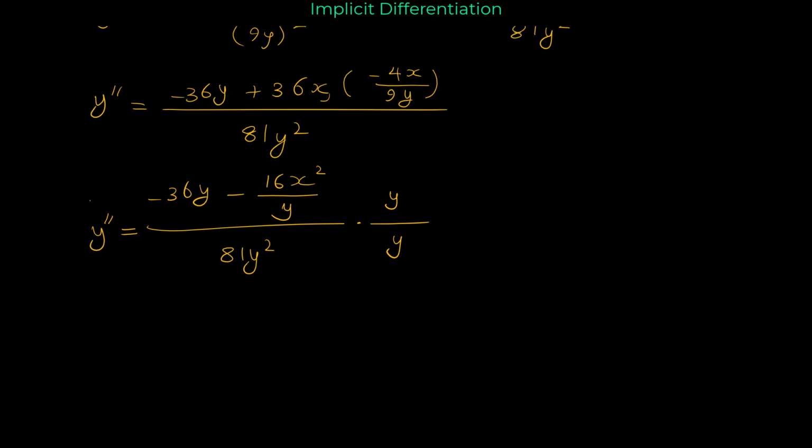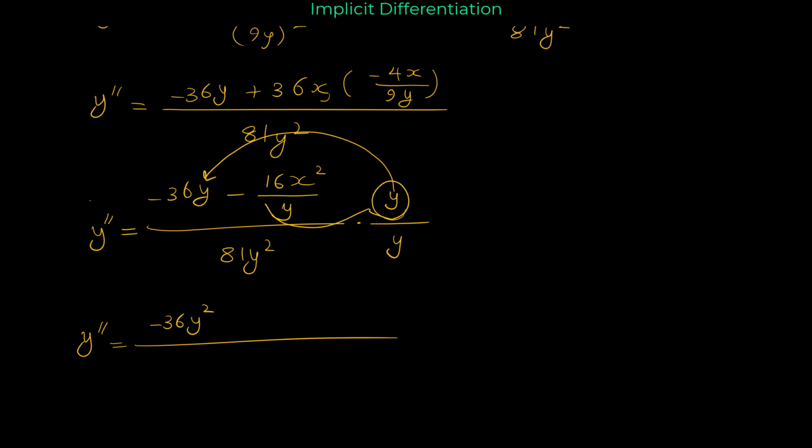If we multiply numerator and denominator by y, then y double prime is negative 36y to the 2, y multiplies by this. When we multiply this y by this term, the y and the y cancel, so we have minus 16x to the 2, and in the denominator we have 81y to the 3. So this is the simplified form for y double prime.